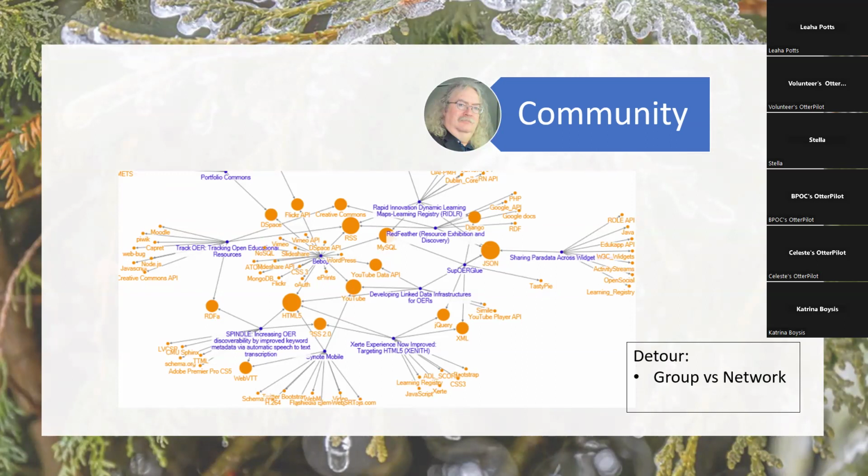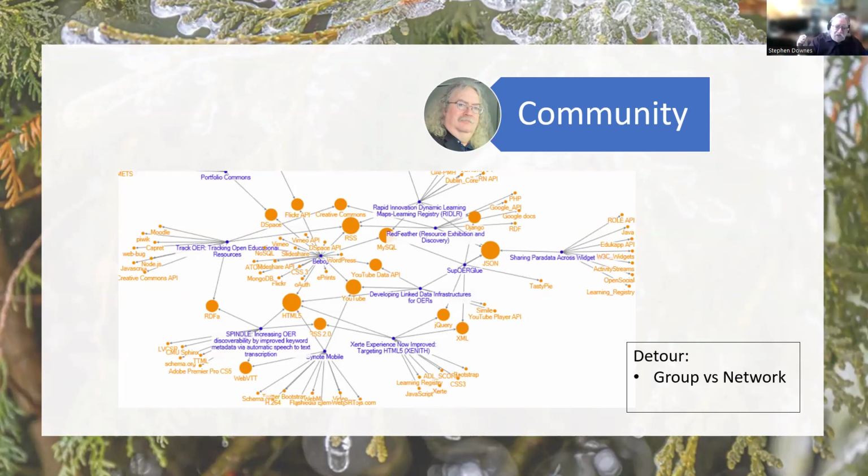But what's interesting here, and this is why I have this detour group versus network, they're not learning the same thing. They don't all have the same learning objectives. They have different reasons for taking part in this course, just as, and I see there's a number of people here in this presentation, each one of you has a different reason for being in this presentation. You will want to take away different things from it, and different things are important to you. You have a different objective for being here.